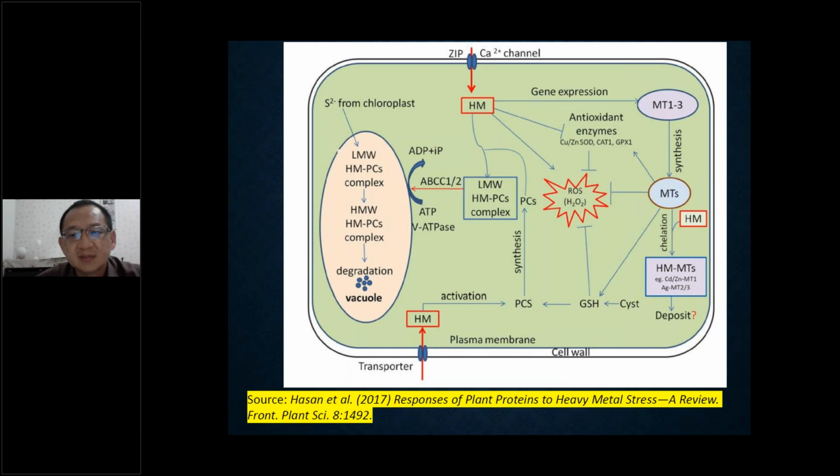If we look at ROS in the center here, you may see that ROS levels will be raised, and ultimately the biomolecule hydrogen peroxide, H2O2, will be given out. This H2O2 needs to be controlled and regulated. Most of the time, the first defense mechanism of the plant is the antioxidant enzymes.